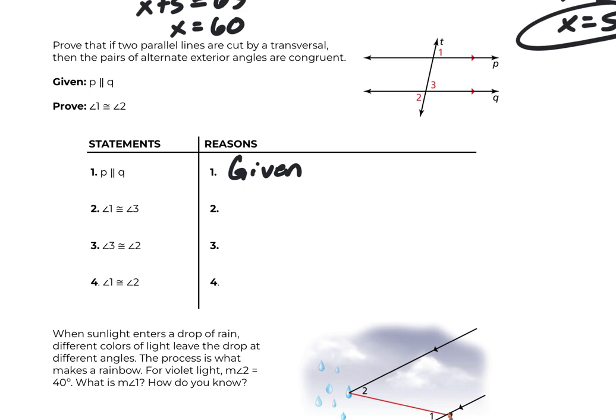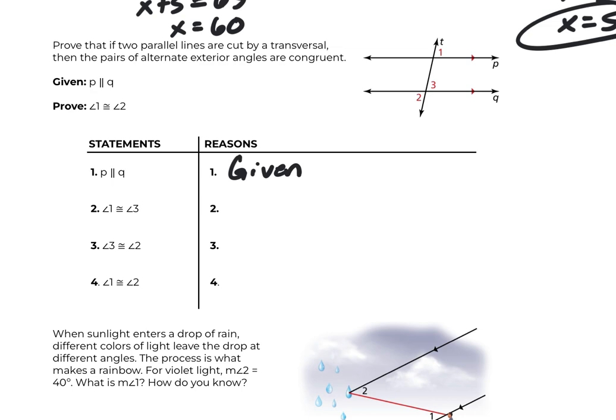Okay. We're trying to prove angle 1 and angle 2 are congruent, but we can't say anything about alternate exterior angles in order to do that. We have to prove why alternate exterior angles are congruent. Okay, so angle 1 and angle 3. Let's look at angle 1 and angle 3. What kind of angle pair is angle 1 and angle 3? Corresponding, okay? And what do we know about corresponding angles? They're congruent, okay?